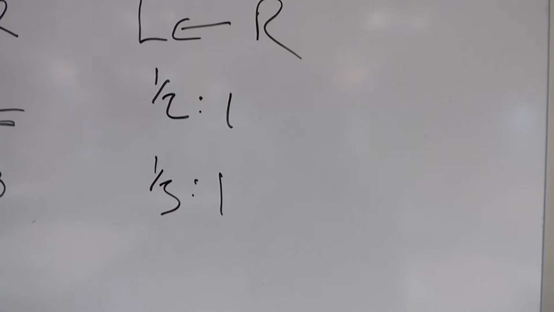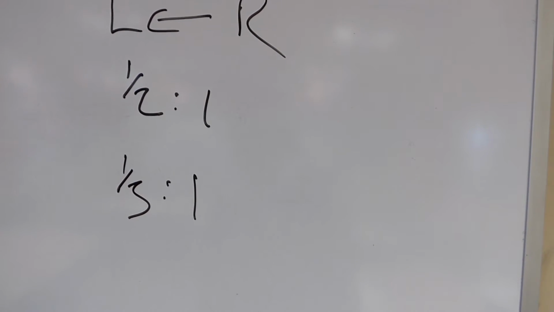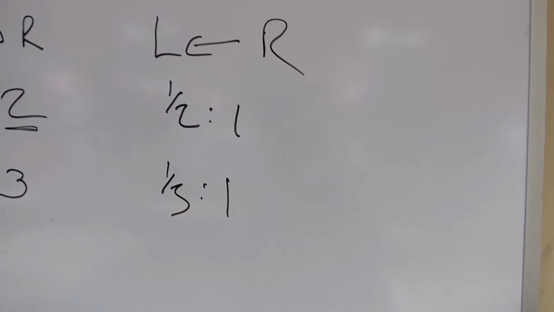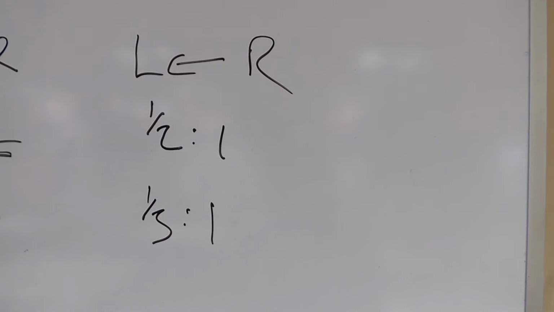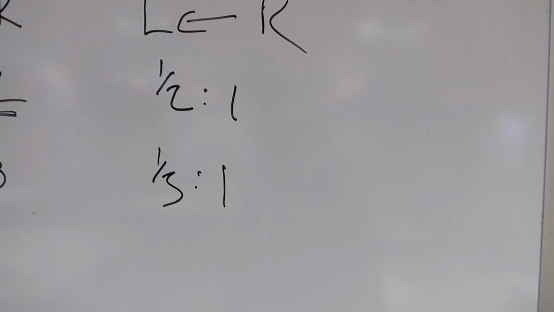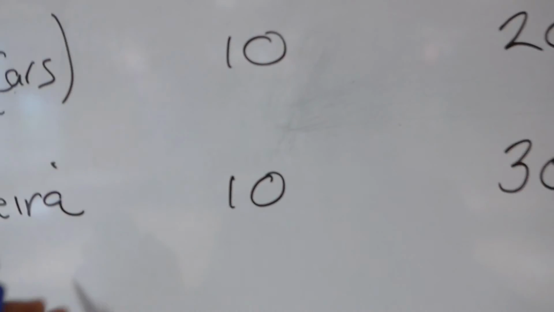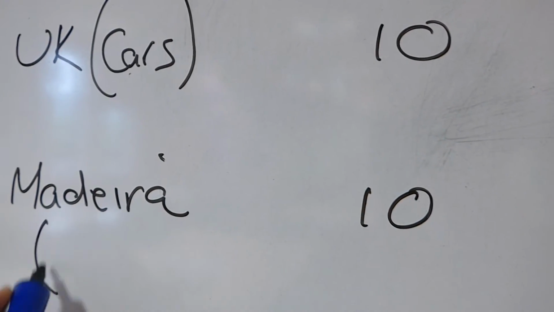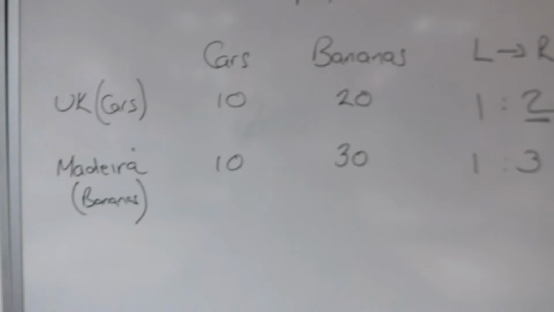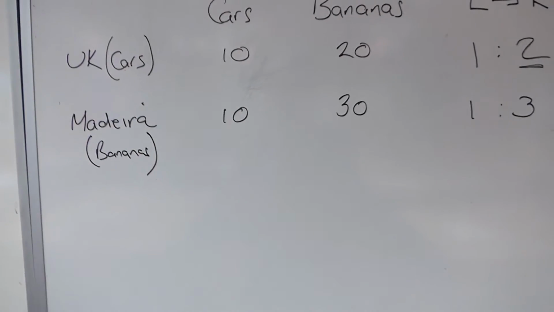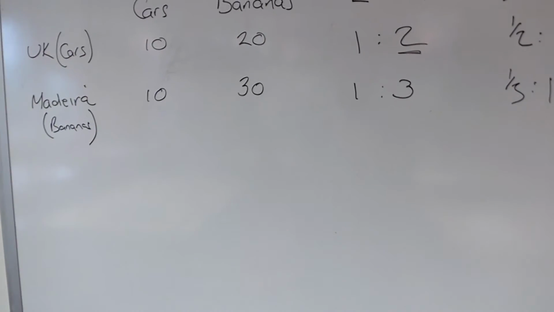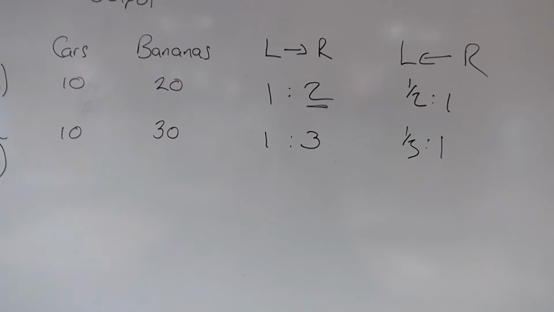Think again of our definition of comparative advantage. Which country has the lowest possible opportunity cost here? Well, it's Madeira, because they only give up a third of a unit of a car, whereas in the UK, they give up half. And so that is, as we anticipated, as we suspected, Madeira has the comparative advantage in bananas. Now, on that basis, the UK ought to specialise in cars, Madeira ought to specialise in bananas, and then they ought to trade with one another.